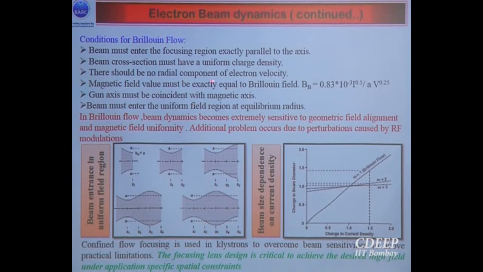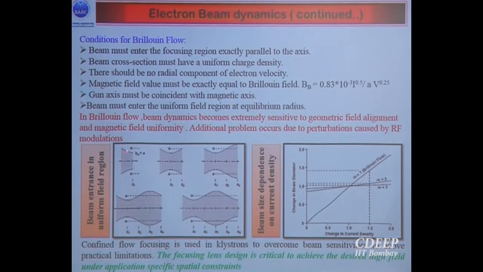There should be no radial component of electron velocity. That is not possible because we are applying an electrostatic force to confine the beam. The magnetic field value must be exactly equal to the Brillouin field. This is the Brillouin field value, which depends on the current as well as the voltage. Then the gun axis must be coincident with the magnetic axis, and the beam must enter uniformly at the equilibrium radius.